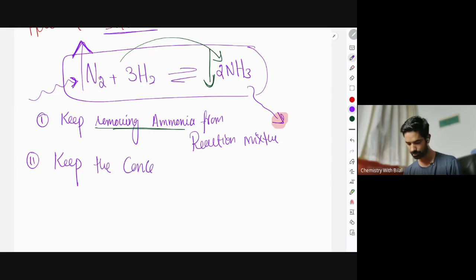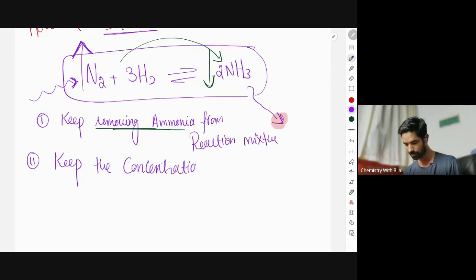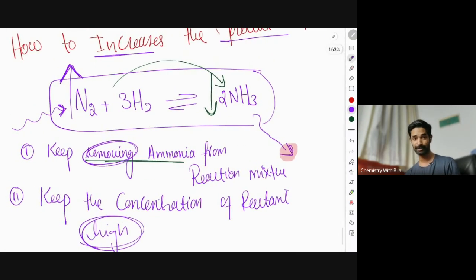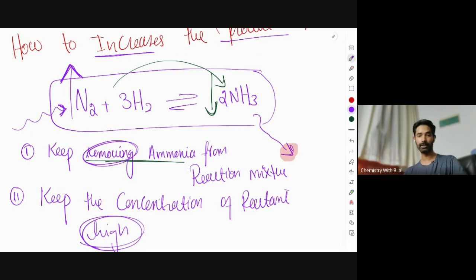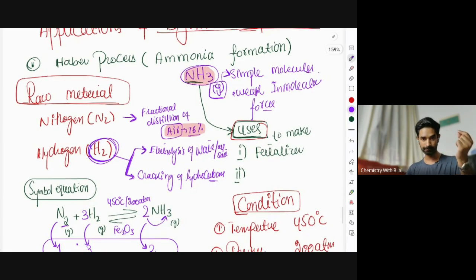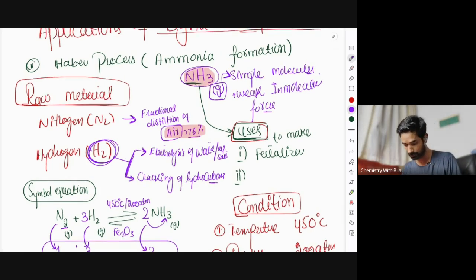So as you keep the concentration of reactant high and keep removing ammonia, the equilibrium will remain on the right side because the concentration on the right will decrease by default. So you will get more and more ammonia. So this is everything, students, related to the Haber process that can come in your exam, starting from what is the raw material, what are the actual uses, fertilizer. It's a simple molecular gas and it's a basic gas. This you should also know.